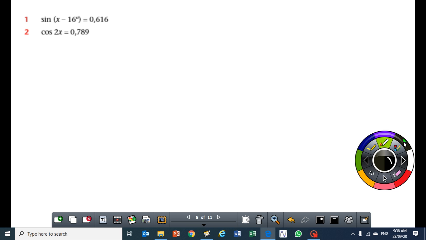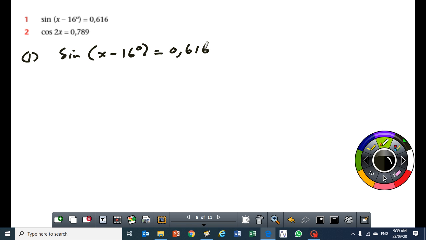Okay. Number one: sine of x minus 16 degrees is equal to 0.616. Now we want to solve for x. We want to find the general solution. That's the objective of the exercise. We are not solving for x. I want to emphasize that. We are only finding the general solution. But if the question requires you to find the value of x, then you carry on after finding the general solution.